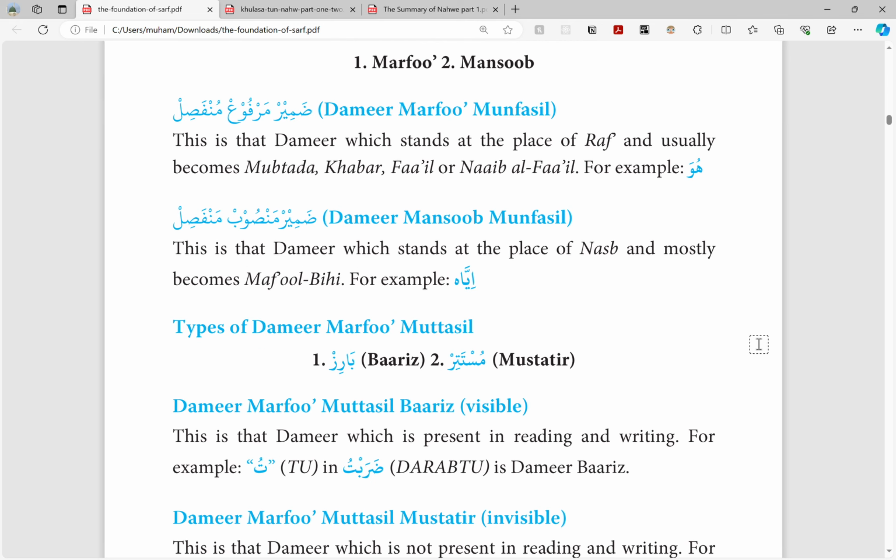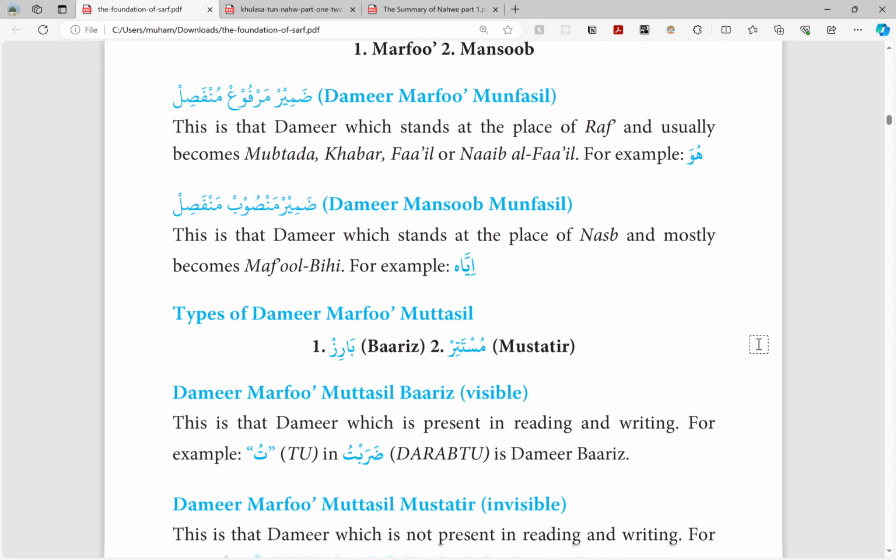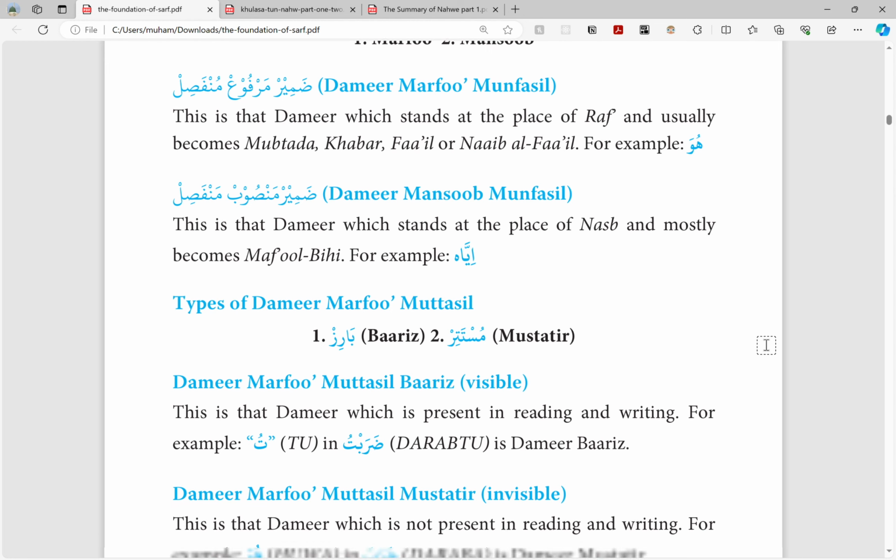Then they say zamir mansub munfasil. This is that zamir which stands at the place of nasab and mostly becomes maf'ul bihi. For example, Yahoo. Maf'ul bihi is a type of maf'ul. There are 5 types of maf'uls inshallah. We'll probably cover that in a different book, or maybe towards the ending of this book.